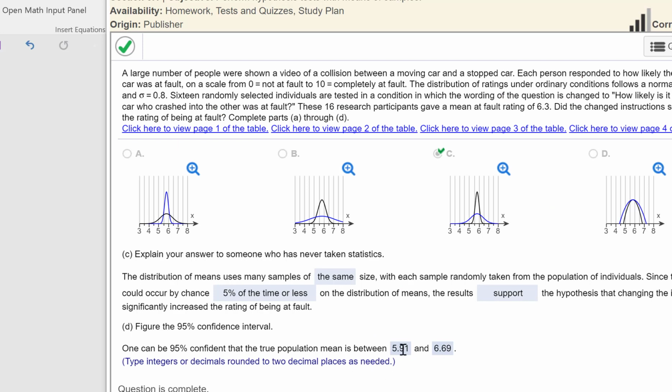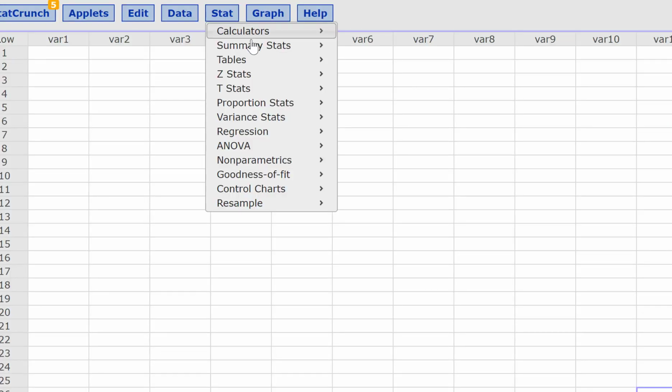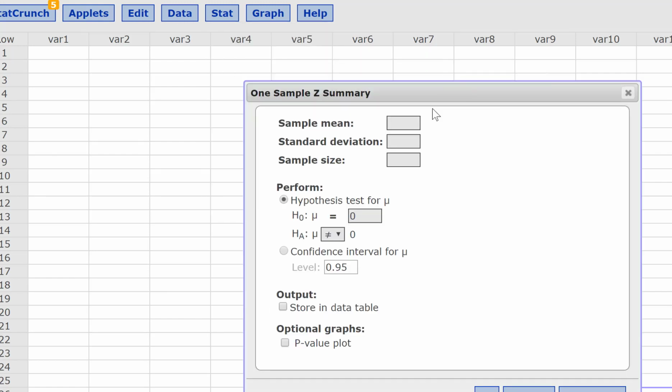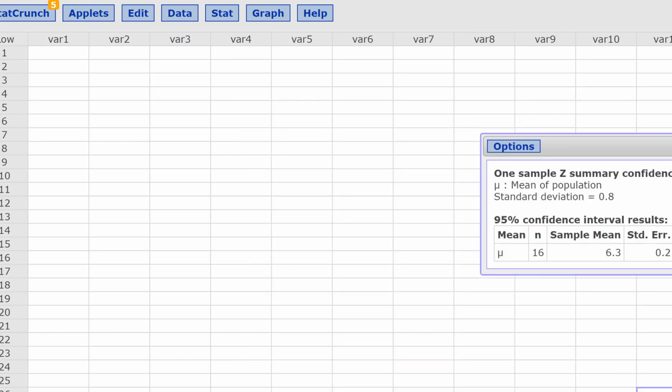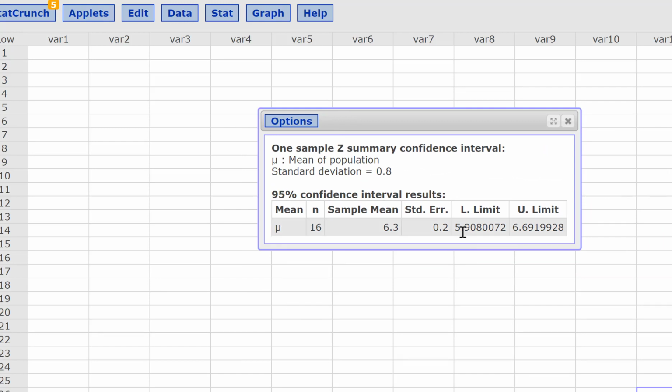Let me show you how to do this on StatCrunch. Okay, we've been here before, so we're going to go to Stat, Z Stat, one sample with summary. You fill in all your stuff. Sample mean, 6.3. Standard deviation, 0.8. Our sample size was 16. And we're doing a confidence interval, 95%. And we get the same thing. We get a lower limit, 5.91, upper limit, 6.69.